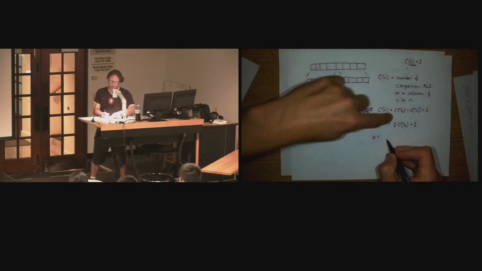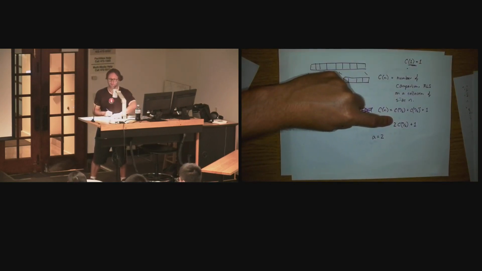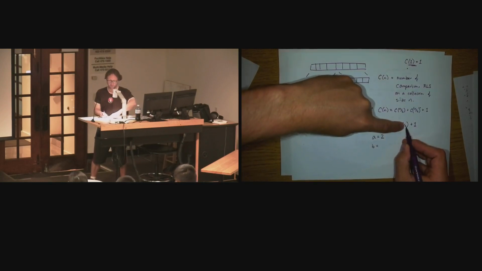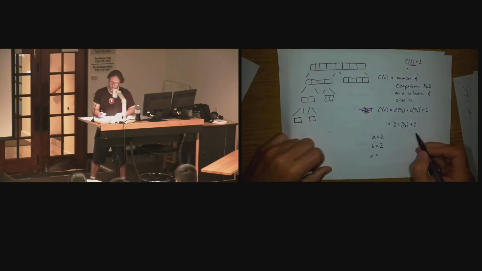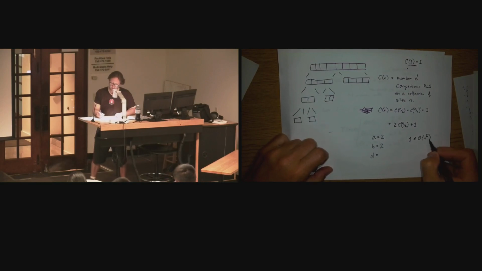A is equal to, how many recursive calls are we making? 2. B, how much are we cutting it down each time? 2. And what about D? 1 is going to be theta of n to the what? 0, right? That's a polynomial. It's just a degree 0 polynomial. In other words, a constant. So D here is going to be 0.